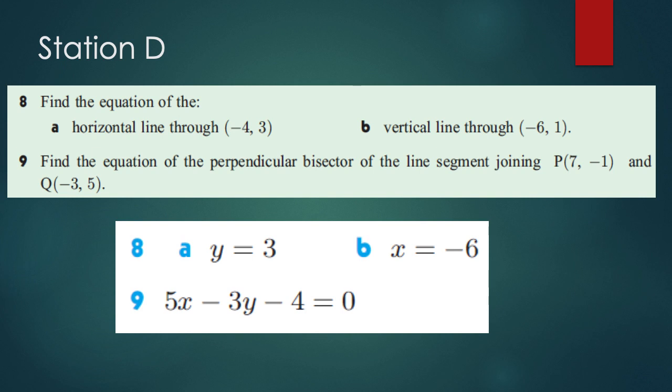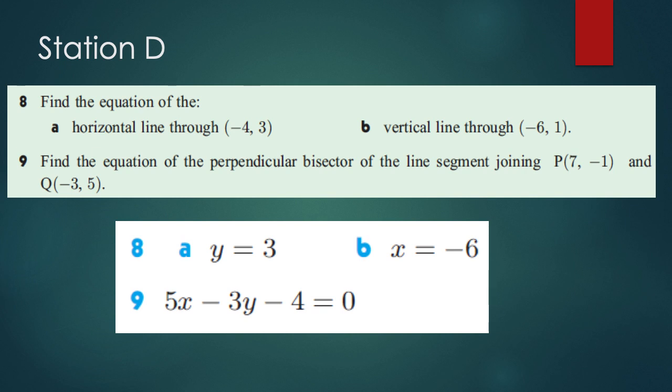For 9, find the equation of the perpendicular bisector. So there are 2 important things to recognize there. One, it's going to be perpendicular to that line segment. And two, it's going to bisect it, meaning it's going to go through the midpoint. So we need to first learn what the slope is between those 2 points, and then we need to determine the midpoint. The slope, you're going to have negative 1 minus 5, which would be negative 6, over 7 minus negative 3, which would be 10. So we have negative 6 over 10, or negative 3/5. The slope for the perpendicular bisector then is going to be the opposite reciprocal, which would be 5/3.